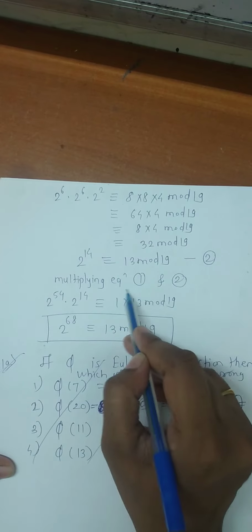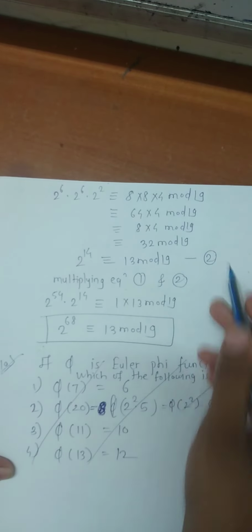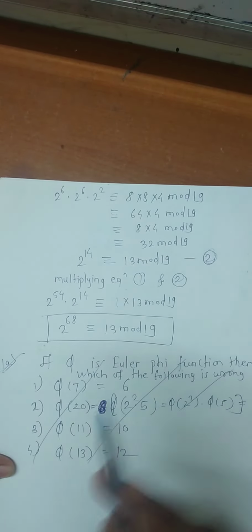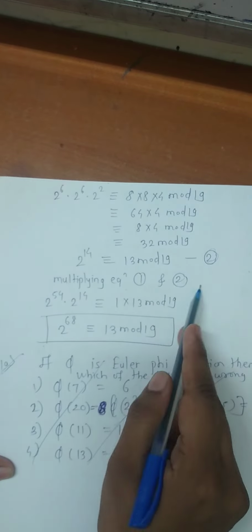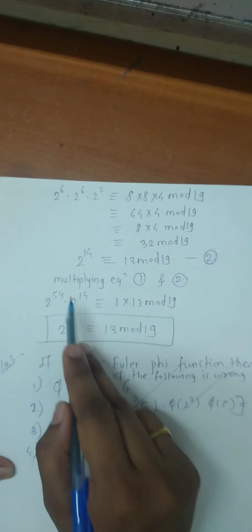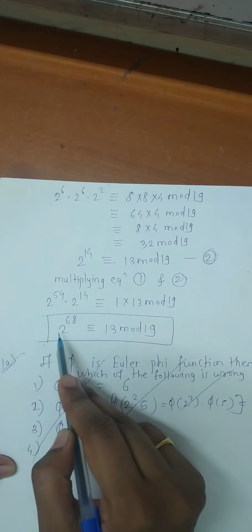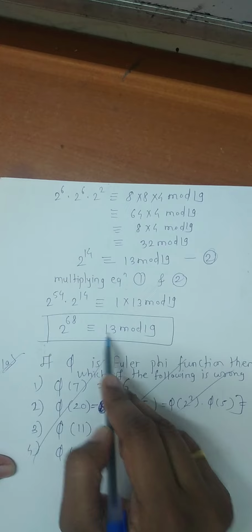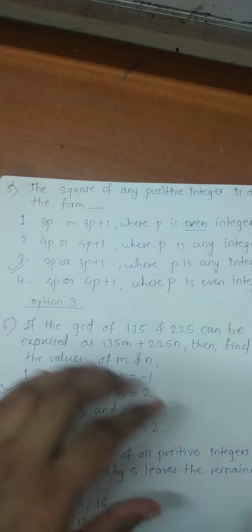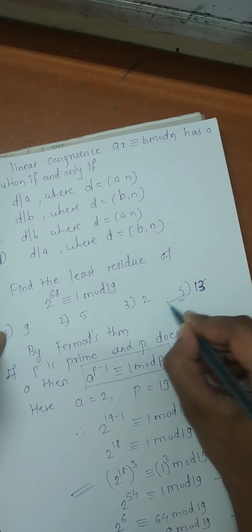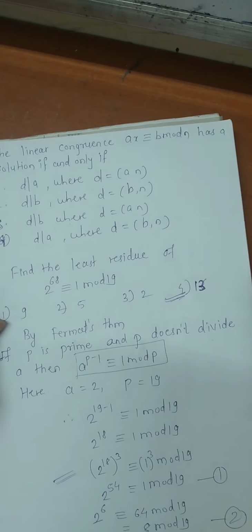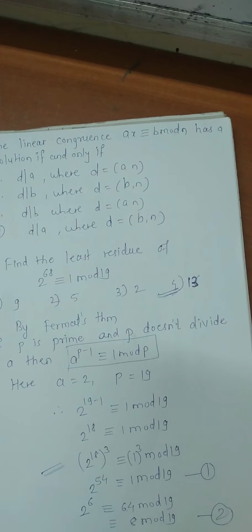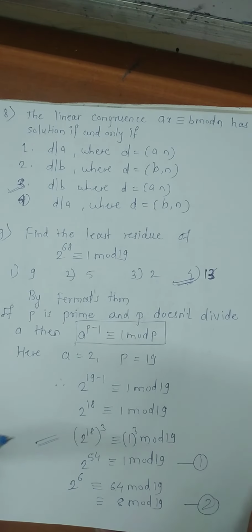Multiplying equations 1 and 2, you will get 2 to the power 54 into 2 to the power 14, that is 2 to the power 68, which is congruent to 1 into 13, that is 13 mod 19. So option 4 is the correct option. Yes. Thank you.